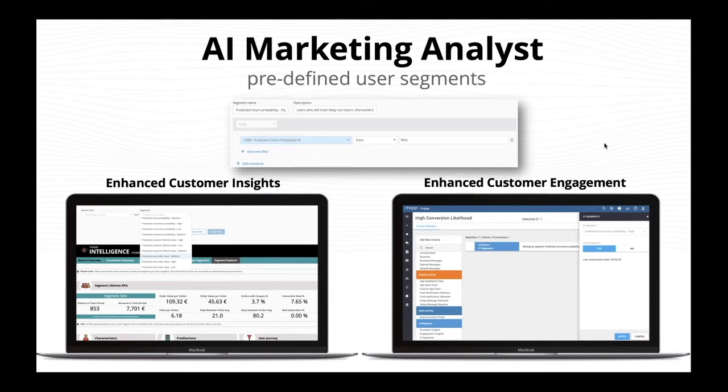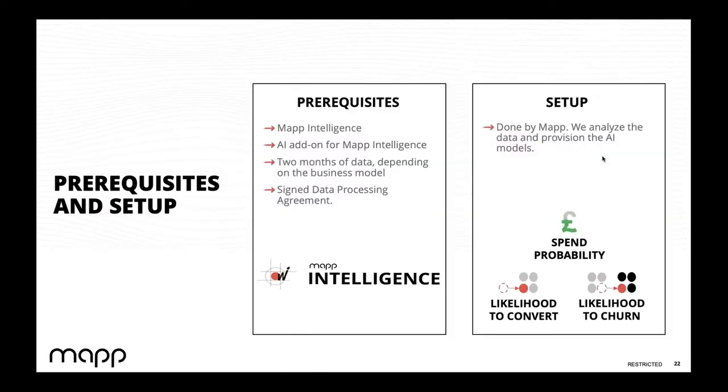For each of these predictions, there are 3 segments available: one for high, one for medium, and one for low probability. And these segments are set up based on your actual business model, because depending on the business model, the values are different. So taking this into account, it's a very specialized calculation for the segment definition.